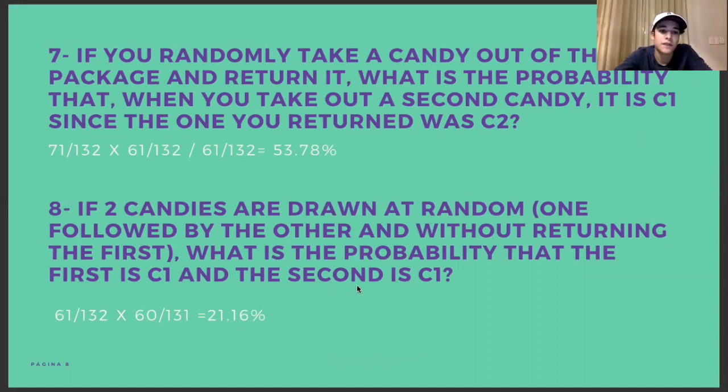Next, if two candies are drawn at random, one followed by the other without returning the first, what is the probability that the first is C1 and second is C1? This is a lot easier because here it needs to be two of the same, so it will be less counted between one. First we have 132 and then we have 131 because one is removed, and the answer is 21.16% out of 100.